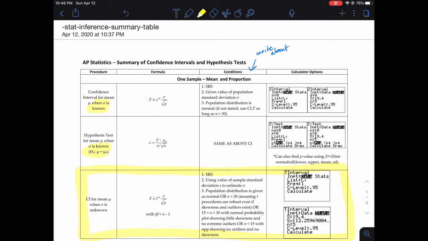I would be surprised if one of the 2 questions is not some sort of confidence interval or hypothesis test situation, just because it covers 2 full units for the AP exam. Actually, I think it covers 3.